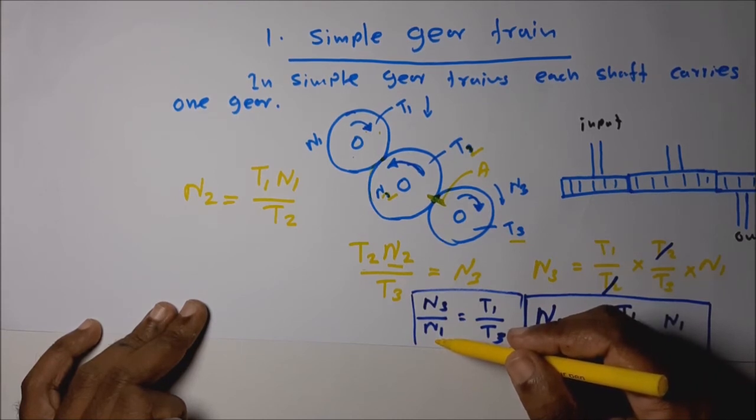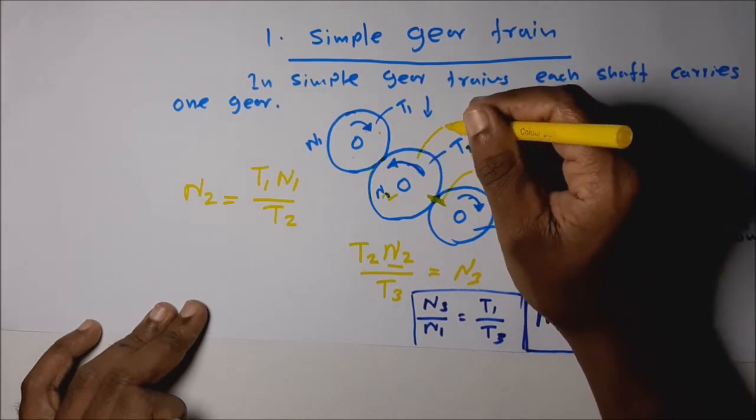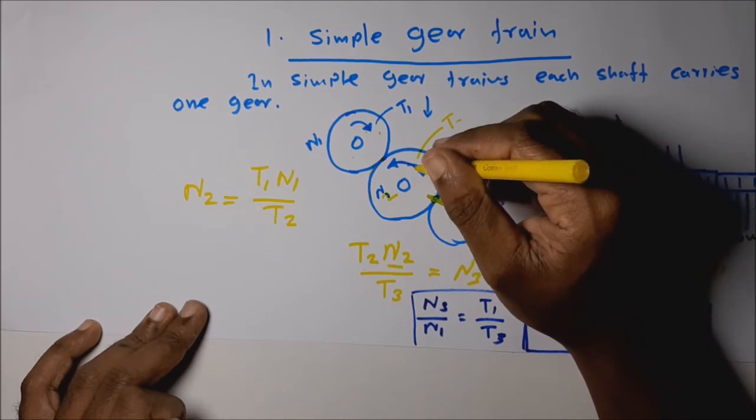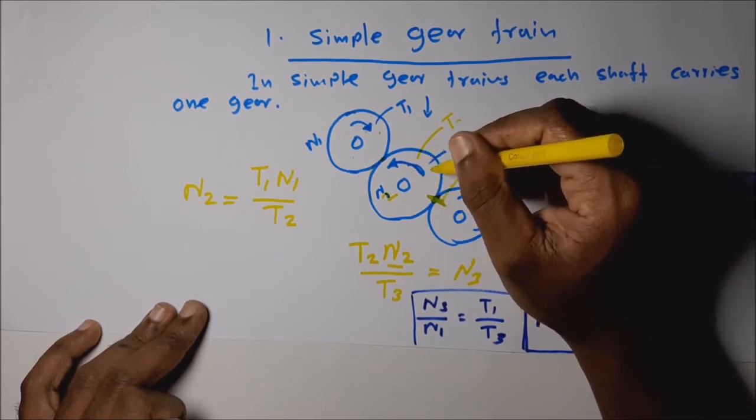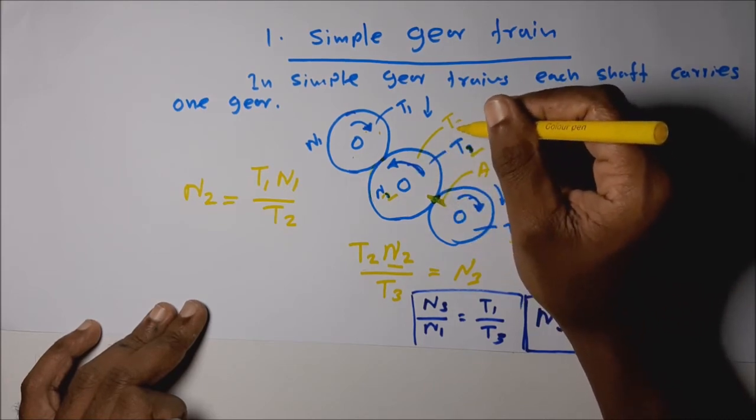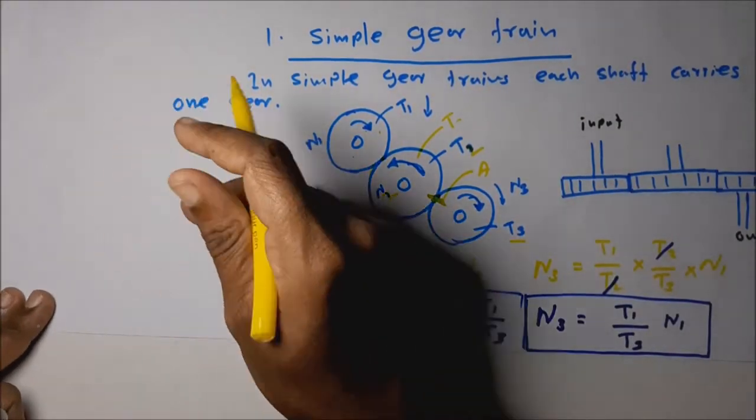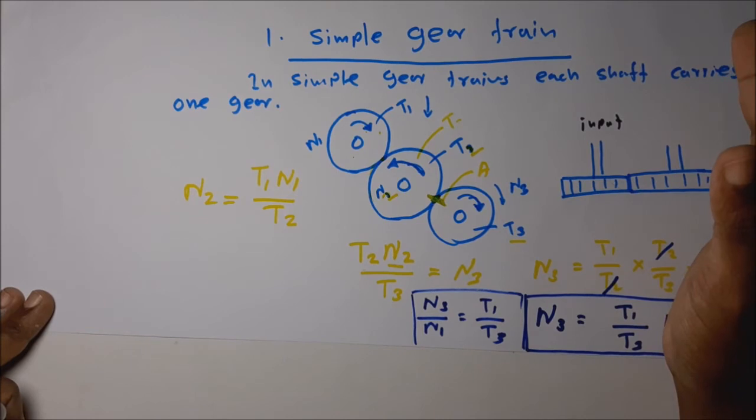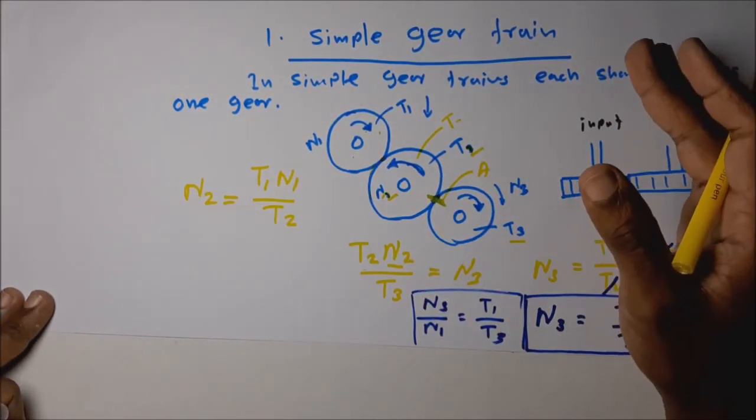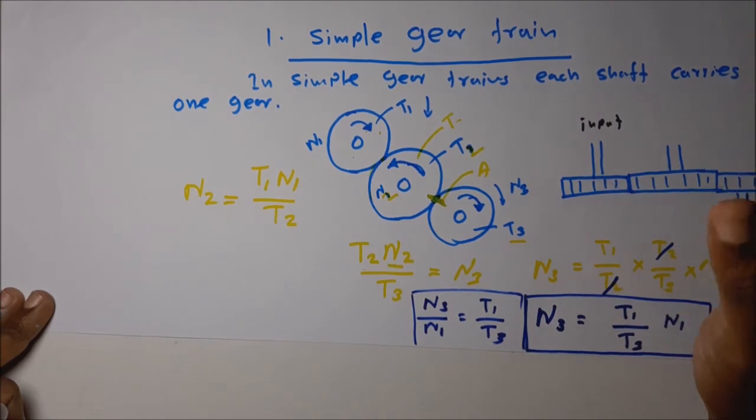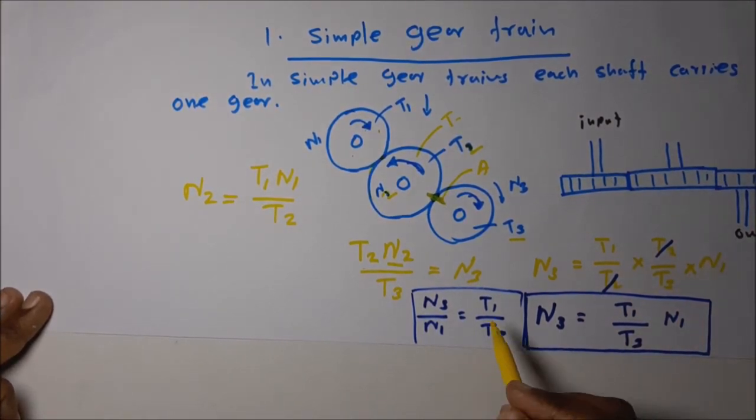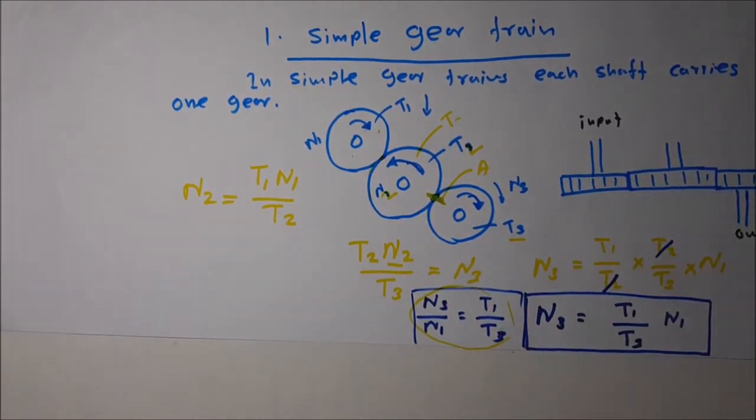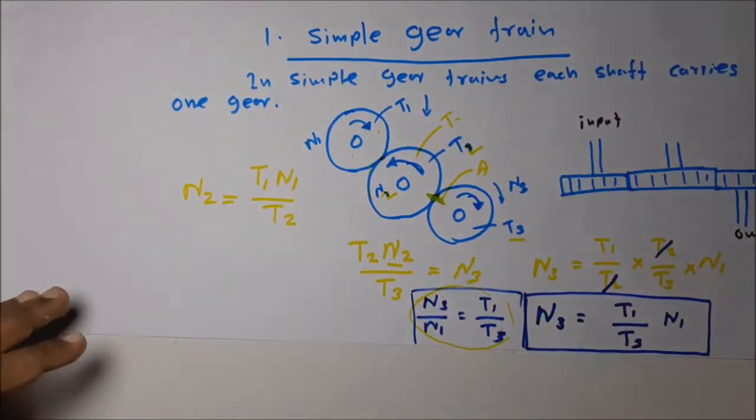We can use any number of teeth for the intermediate gear; it only changes the direction of rotation. There may be multiple intermediate gears, and none of them affect the speed ratio, only the rotational direction. Keep remembering that, because this equation does not contain the T2 value. Then this is about the simple gear train.